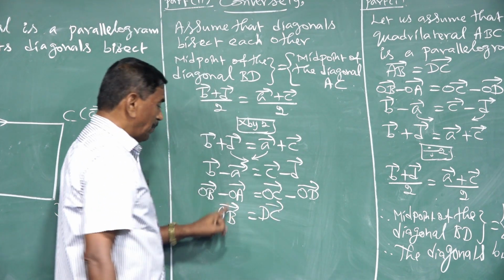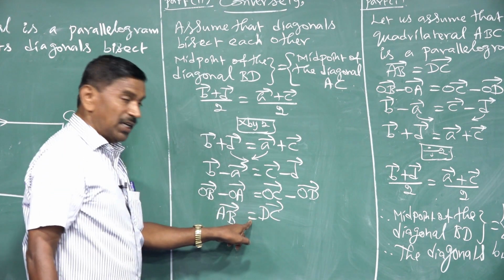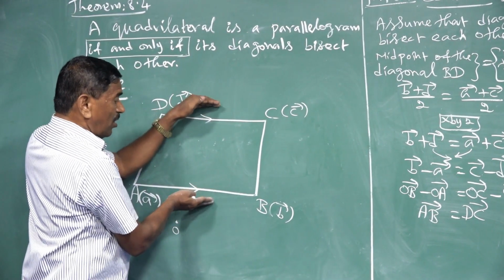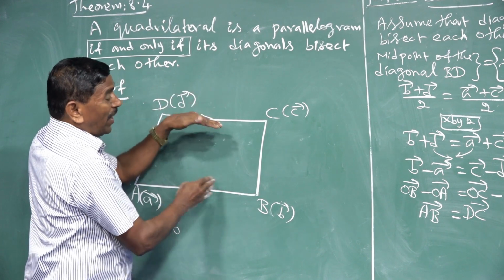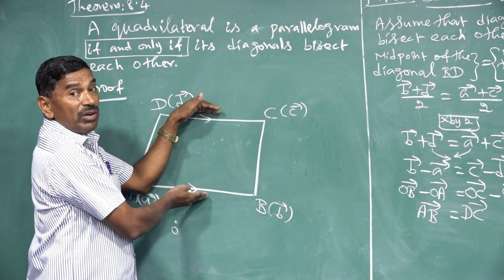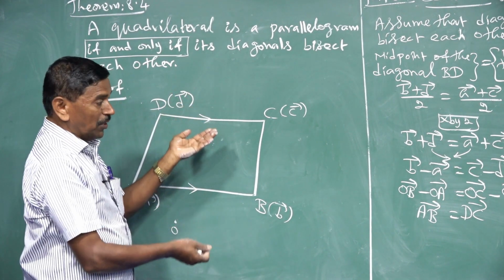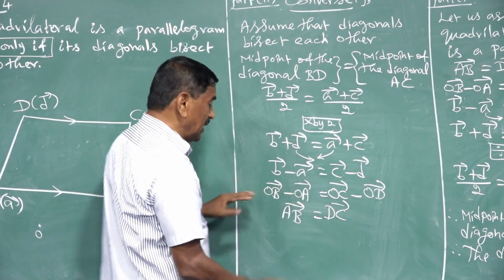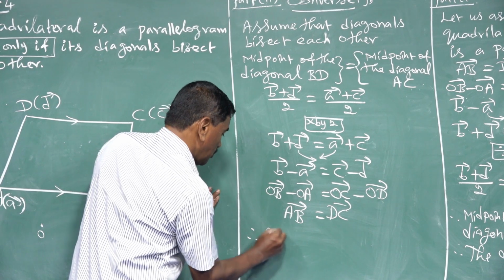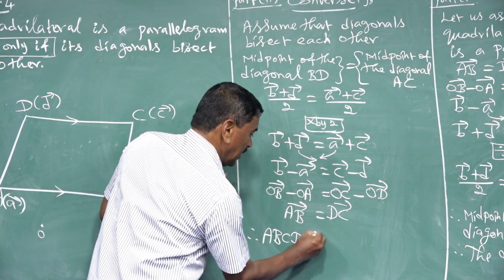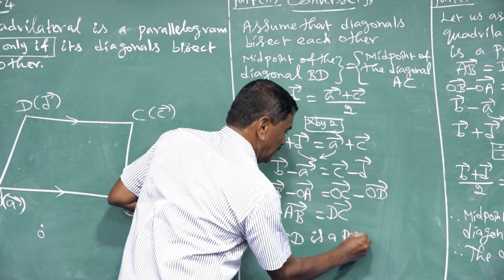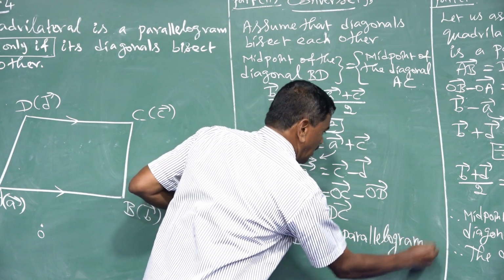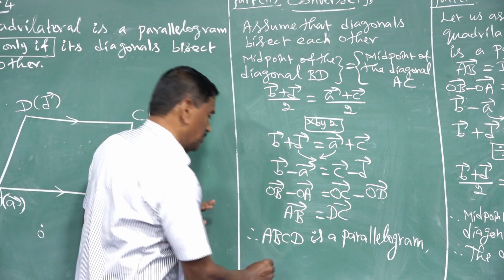Okay. Here AB vector and the DC vector are equal. Where it is in the diagram, AB vector and the DC vector are equal. So where are the opposite sides equal? Yes, in a parallelogram. So AB vector is equal to DC vector. Therefore ABCD is a parallelogram. Hence proved.